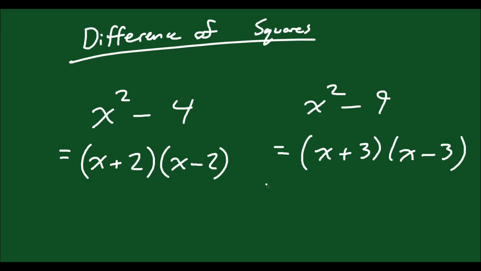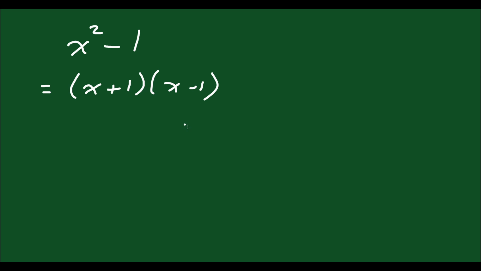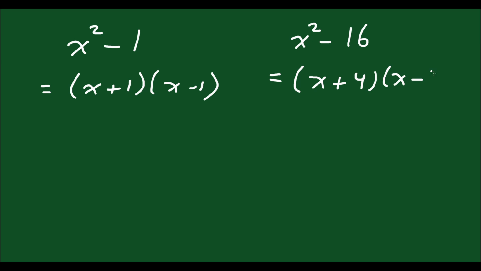Let's do another example though, because these questions can get trickier, right? You could have something like x squared minus 1. I don't know if this is trickier, it might be kind of a trick question because you might forget that the square root of 1 is 1, right? So your answer here would be x plus 1, x minus 1, right? Another one would be x squared minus 16. You'd have x plus 4, x minus 4.